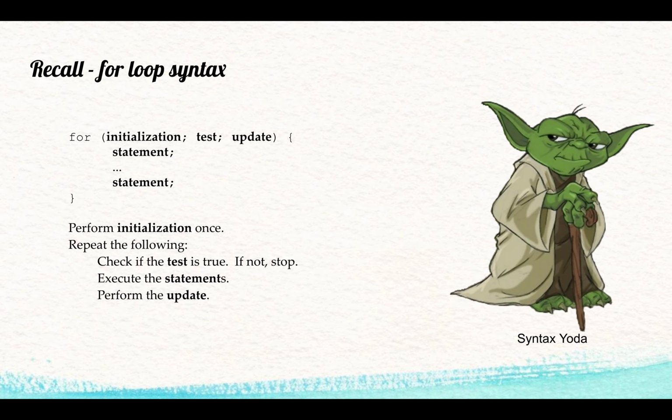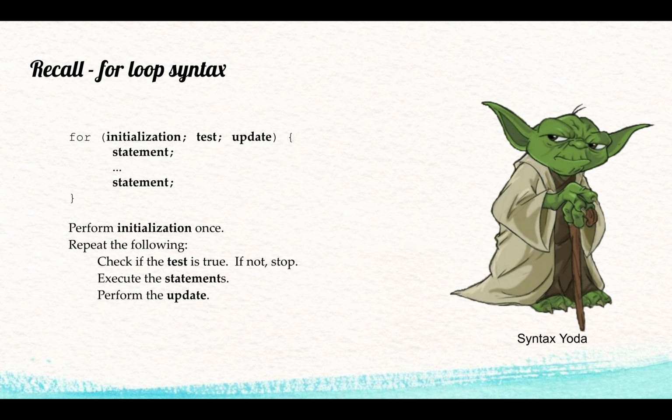After we use that Java keyword for, in parentheses, we put an initialization, a test, and an update. They are separated by a semicolon as though they were their own statements. An initialization is a statement that's performed once, and then before we enter the body of the for loop, we test to see if we pass a condition.